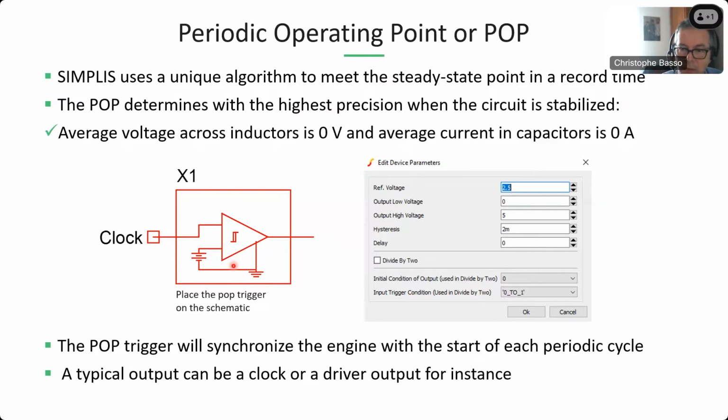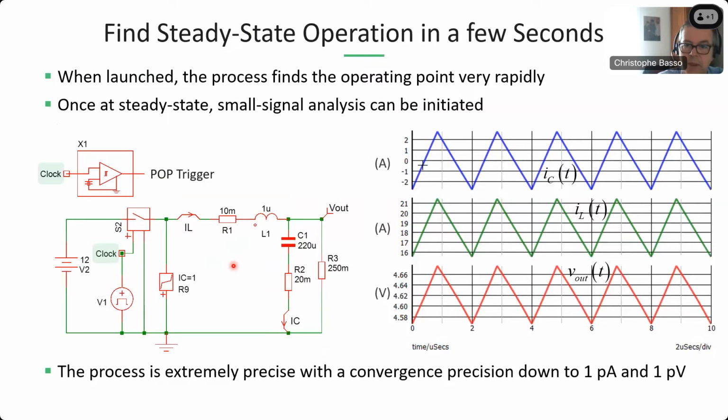And then the program will determine the periodic cycles and check that average voltages and currents are no longer changing to declare, okay, the startup period is over now, and I can run the AC analysis. The engine will analyze the circuit state variables and determine when the difference between the current cycle and the previous one is within the convergence window, which is very precise. Usually it's down to the pico value for volts and amperes. When this point is found, the simulation engine delivers a set of roughly 5 switching cycles by default.